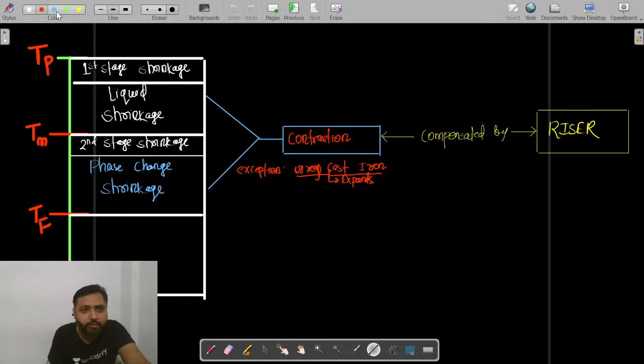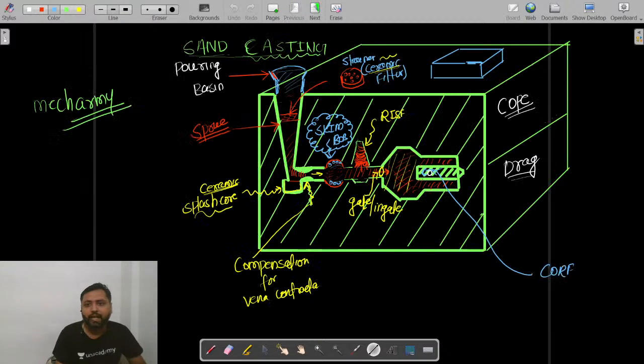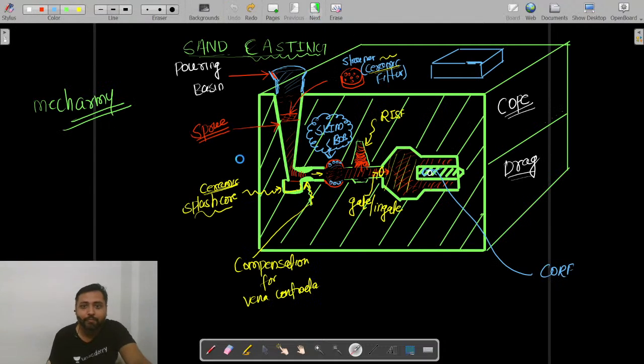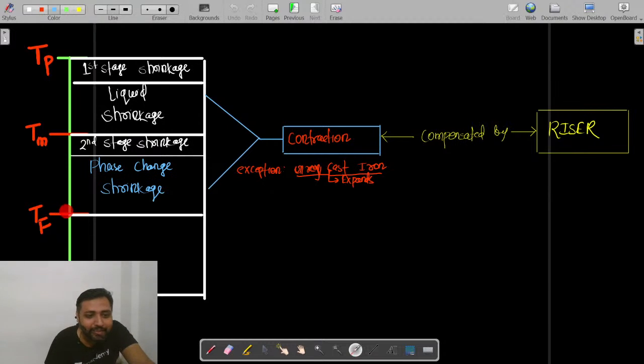Don't worry. Listen. So what I was saying, if gray cast iron is being cast, don't use the riser. That's it. No problem at all. Now, what happens? This metal has already solidified. Already solidification has taken place. Temperature has reached freezing temperature, but it is still at a very high temperature.